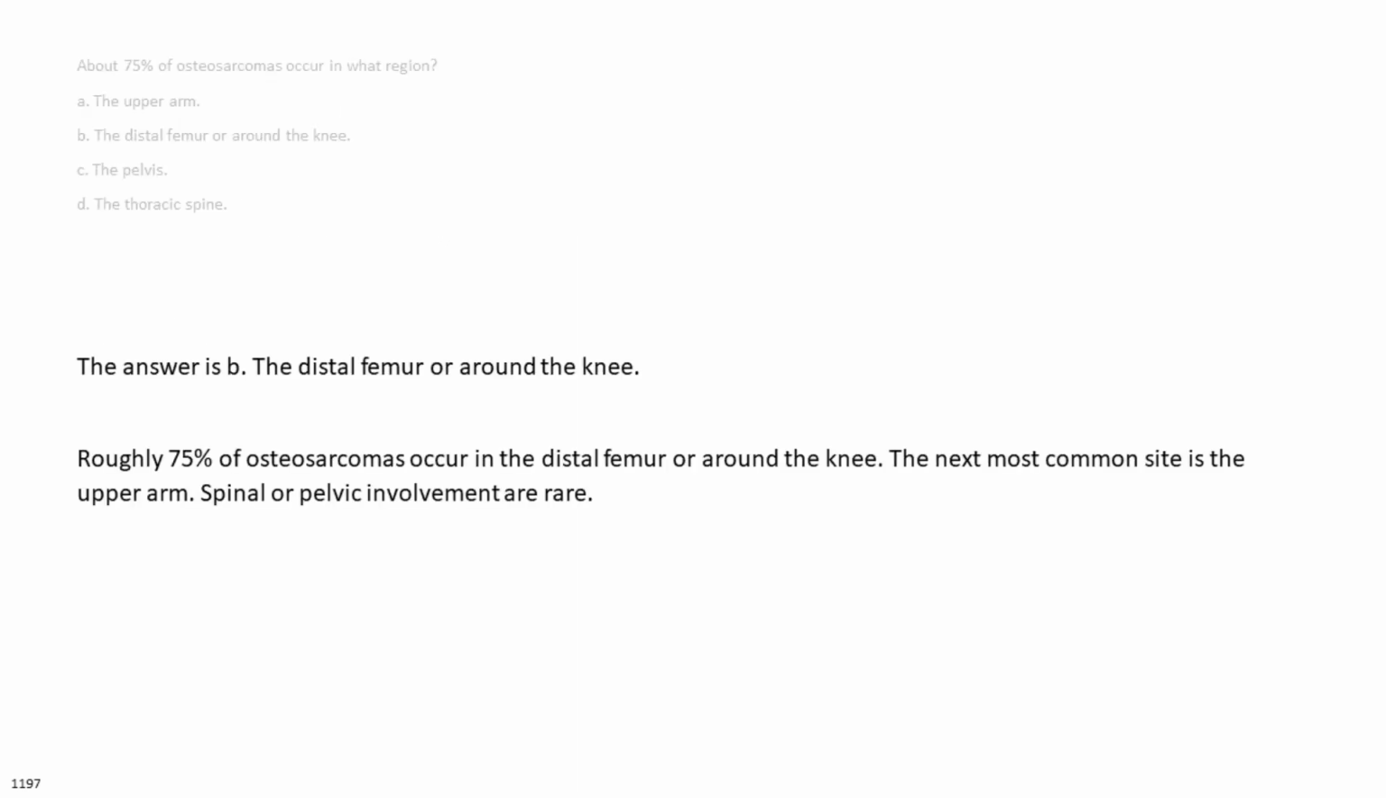The answer is B. The distal femur or around the knee. Roughly 75% of osteosarcomas occur in the distal femur or around the knee. The next most common site is the upper arm. Spinal or pelvic involvement are rare.